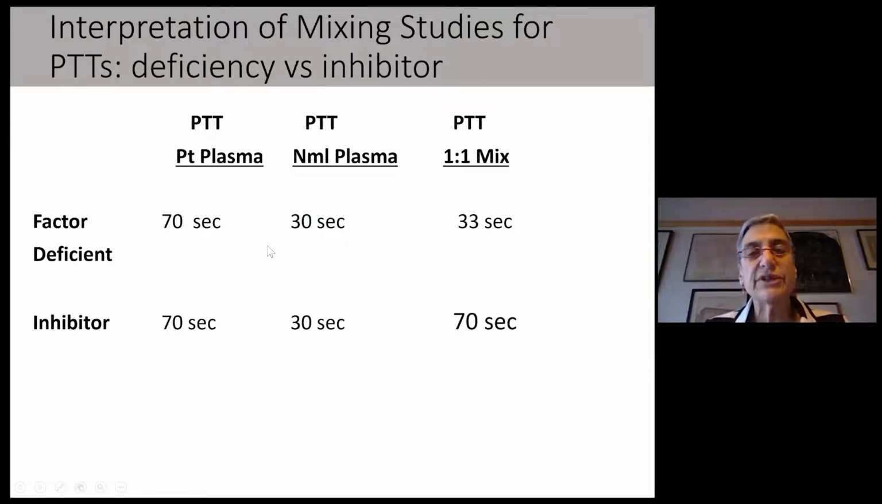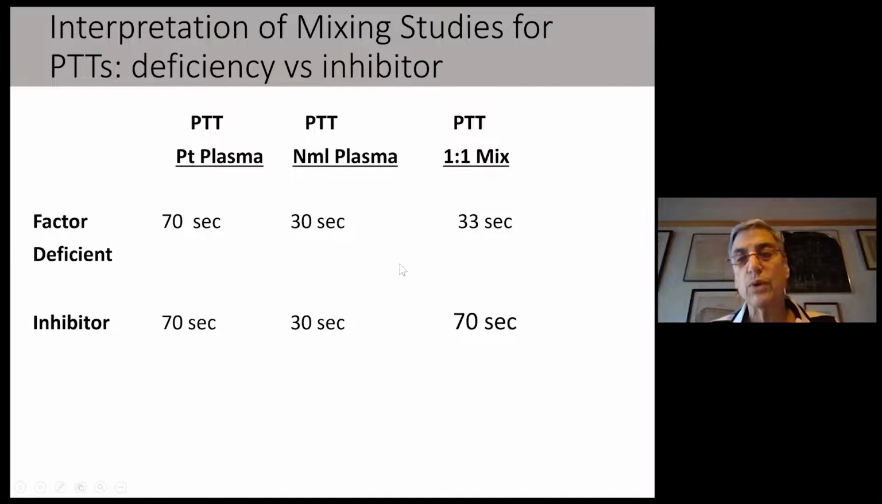So the mixing study is really the most important test for distinguishing factor deficiency from inhibitors and should be the first test that you move to if you are trying to evaluate why someone has an elevated PTT. This is just an example showing you what you can expect from mixing one-to-one the patient's plasma with normal plasma. If the patient has a PTT of 70 and has an inhibitor or is factor deficient, it'll be 70. You can't tell from looking at the patient which one of those things is true. And the same is true with normal plasma. There will again be normal.